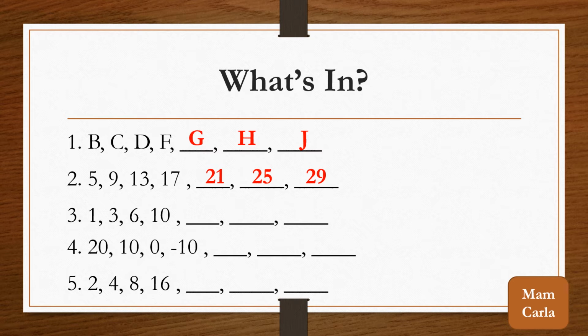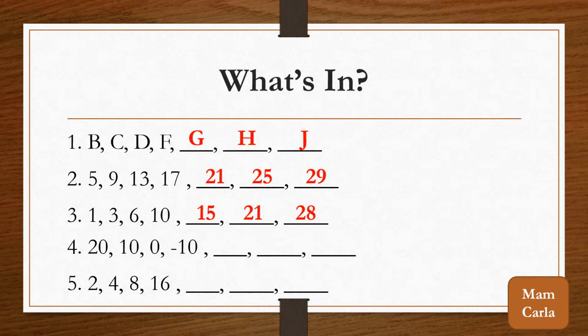For number 3, we have 1, 3, 6, 10. What have you observed about the pattern? That's correct. So from the first term, we simply add plus 2, plus 3, plus 4, plus 5, and so on. So it means that the next three terms are 15, 21, 28.